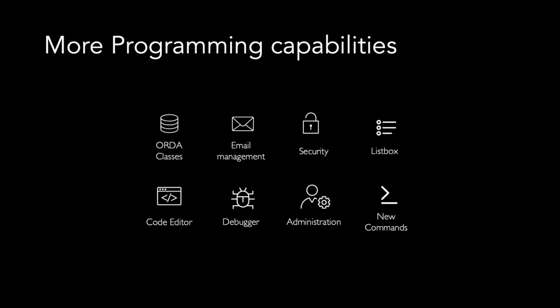And besides the web features, 4D v19 is shipped with many new programming capabilities like email management, security and list box features, code editor and debugger enhancements, administration advances, and many new commands that will simplify your developer's life.